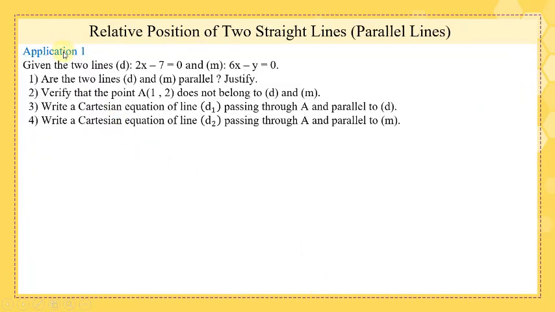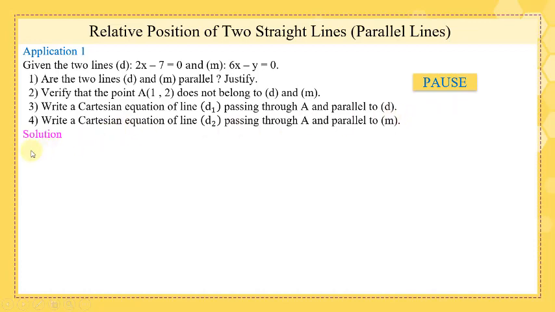Application. Given the two lines D: 2x minus 7 equals 0, and M: 6x minus y equals 0. Part 1: Are the two lines D and M parallel? Justify. Part 2: Verify that the point A(1, 2) does not belong to line D, neither to line M. Part 3: Write a Cartesian equation of line D1 passing through point A and parallel to D. Part 4: Write a Cartesian equation of line D2 passing through point A and parallel to line M. Pause the video and solve this application.